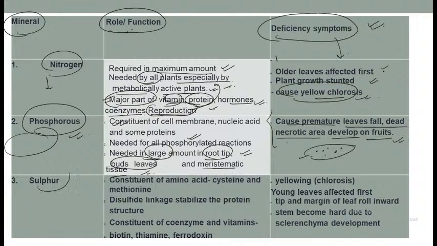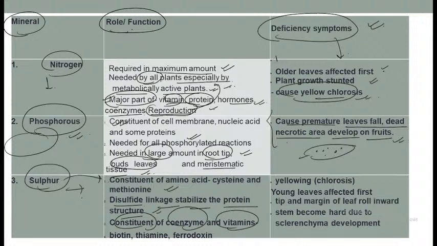Okay, third one is your sulfur. So sulfur is the constituent of your amino acids, that is cysteine and methionine. Remember about this, that cysteine and methionine are the only two amino acids that contain sulfur in them. So disulfide linkage stabilizes the protein structure, and they are the constituents of coenzymes and the vitamins, right?